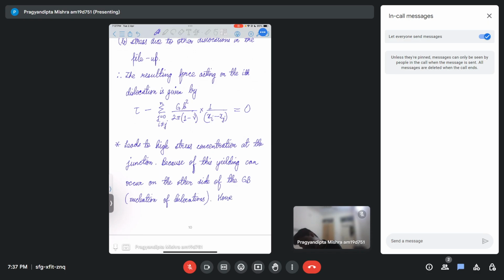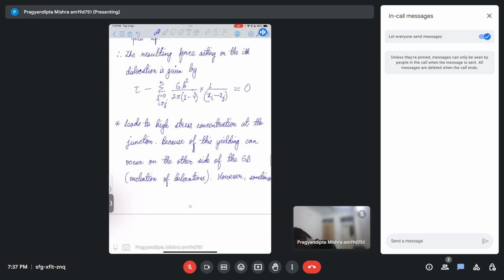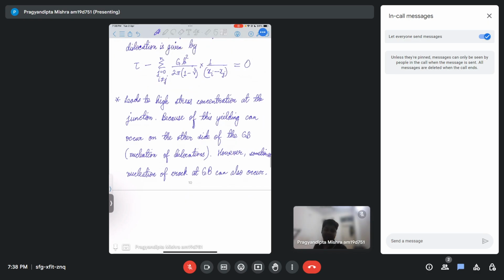However, sometimes nucleation of a crack at the grain boundary can also occur. Okay, so this is something that you can remember.